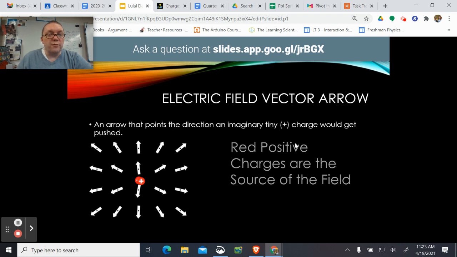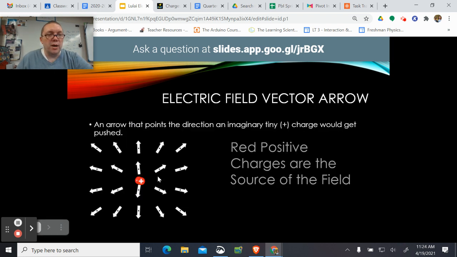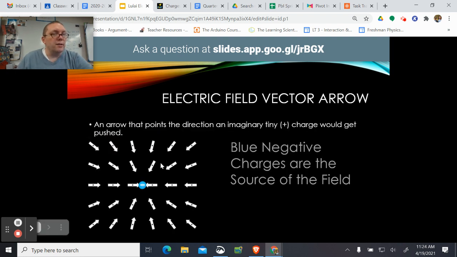If we're looking at examples for a negative charge, the arrows point in towards it. An imaginary positive charge here would get pushed towards the negative charge. So the field is towards negatives. If we put an imaginary positive charge near a positive charge, it would get pushed away from this red positive charge. So the electric field goes away from a positive charge and towards a negative charge.